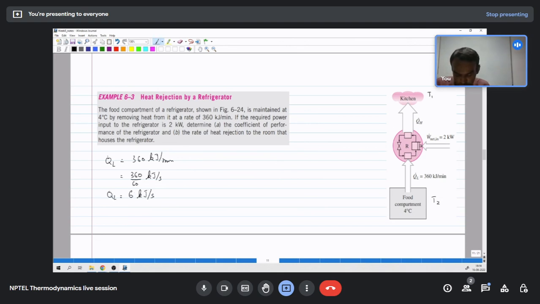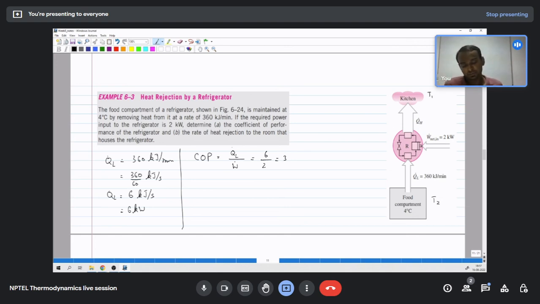So this is the heat that is removed from the low temperature reservoir, and this is 6 kilowatt. And now we need to calculate the COP. COP is desired output by the input given. Here the desired output is the heat removed, which is Q dot L, and the input given is in terms of W dot. So Q dot L is 6 and W is 2 kilowatt. So we have COP of 3.